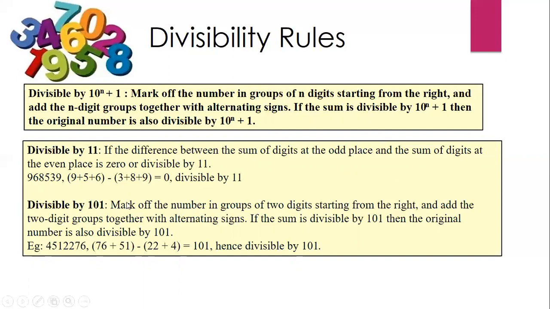Similarly, for 101, we need to take two digits at a time. For example, take the number 4512276. Take 76, 22, 51 and 4. These are the four numbers. So the sum in odd positions will be 76 plus 51. The sum in even positions will be 22 plus 4. So the difference is 101. So the whole number will be divisible by 101.